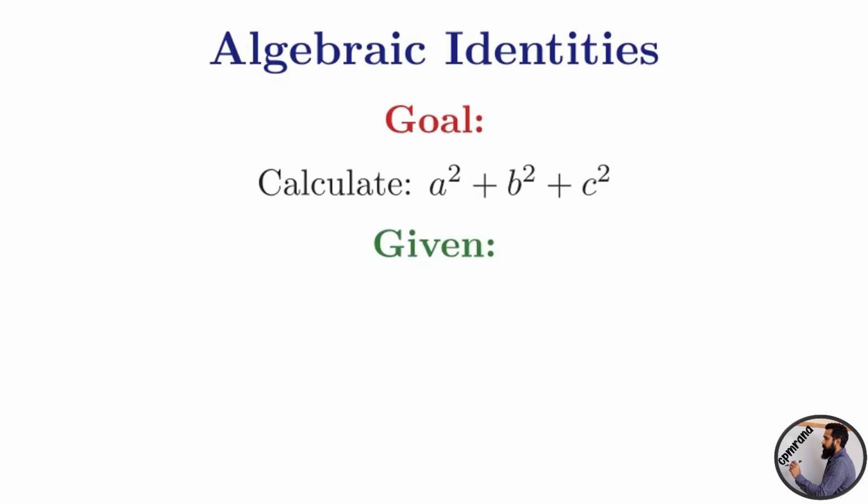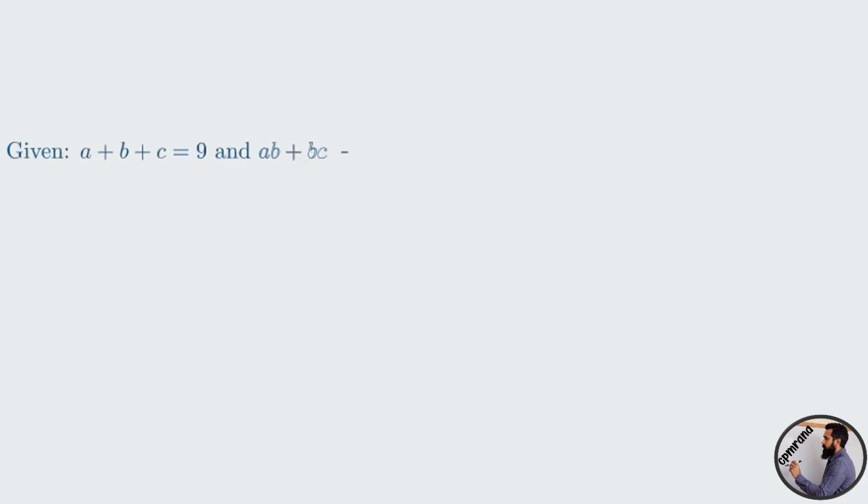We are given two pieces of information. First, the sum of a, b, and c is 9. Second, the sum of their pairwise products, ab plus bc plus ca, is 31. Let's look at how these terms are related. To solve this, we need to use a fundamental algebraic identity that connects these three expressions.